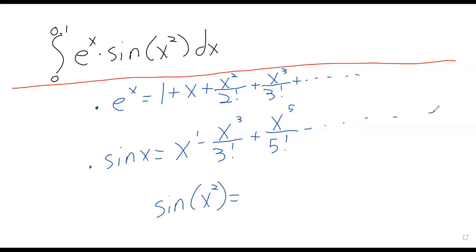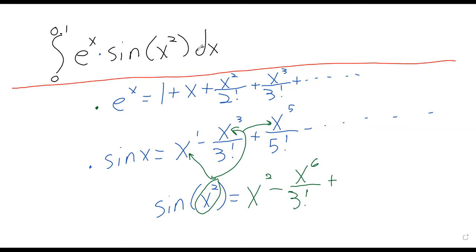So for the sine of x squared, we just take the x squared and we plug it into x. x squared minus x squared cubed is x to the sixth. x squared to the fifth is x to the tenth. So we can get a Taylor series for the sine of x squared, and we don't have to go through all of the bother of taking derivatives one by one. We can do it in this very natural way.